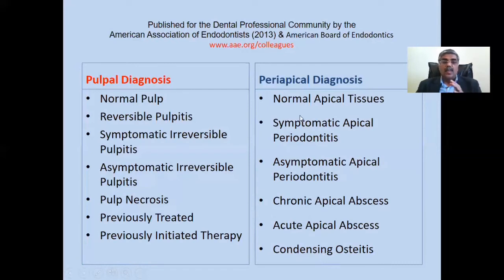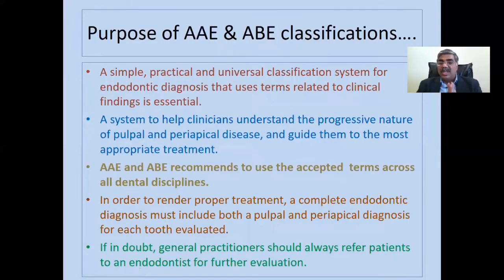So these are the possible periapical diagnoses, and these are the possible pulpal diagnoses. And the association has come out with this classification for a purpose. What they claim is that there is a need for a simple, practical, universal classification system of endodontic diagnosis that uses terms related to clinical findings.